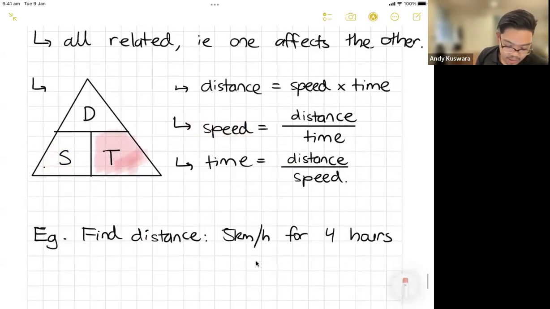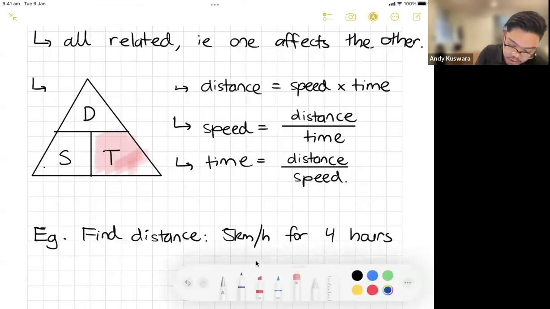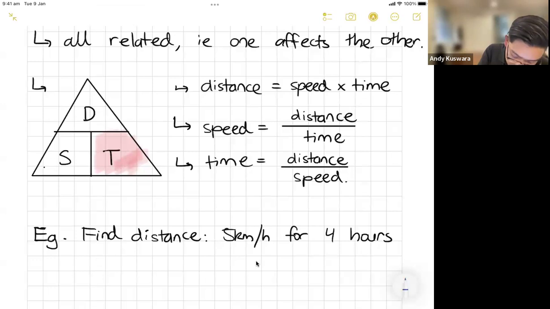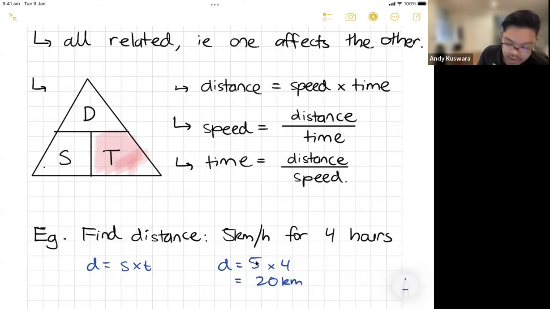For the first question, let's say I travel 5 kilometers per hour for 4 hours. How would I find the distance? I know that distance equals speed multiplied by time. My distance I don't know, but the speed is 5 kilometers per hour and the time is 4 hours. So I would be traveling 20 kilometers because 5 times 4 is 20. And boom, there's my distance.